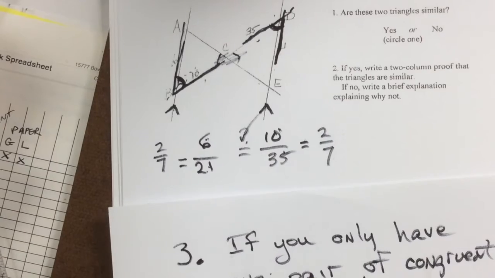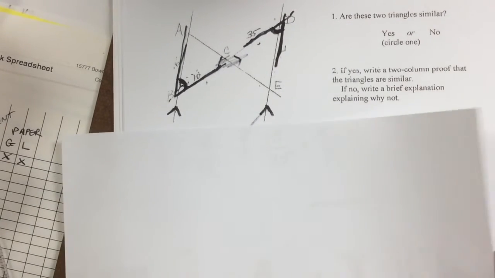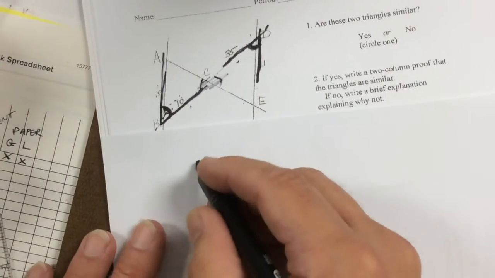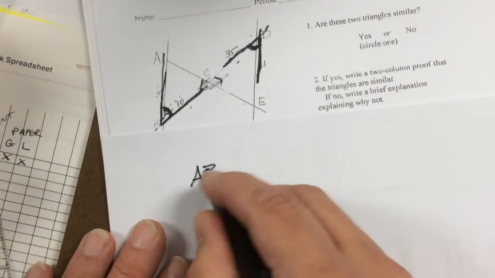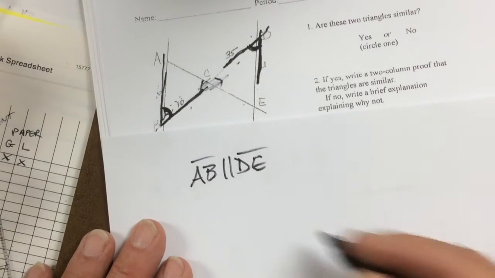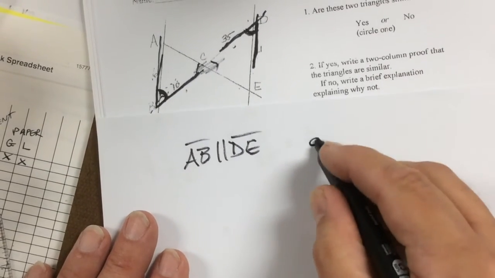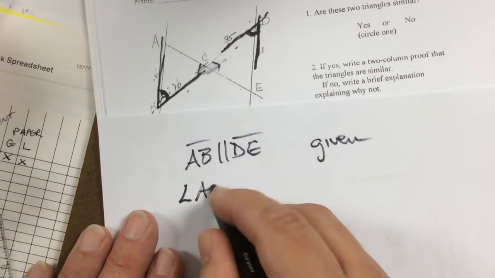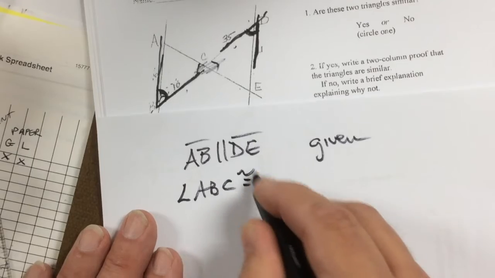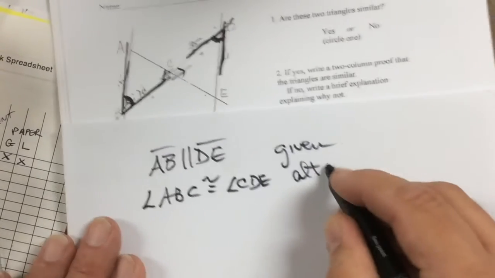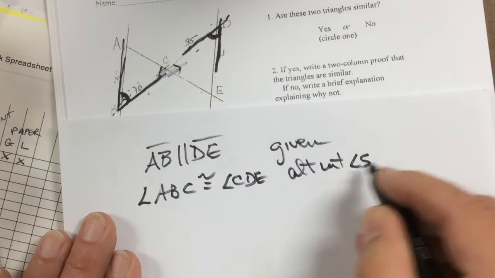In this case, if we wanted to do that proof, what we would have to do is first say AB is parallel to DE so that we can set up the alternate interior angle thing. That's given. Then say angle ABC is congruent to angle CDE because of the alternate interior angles theorem.